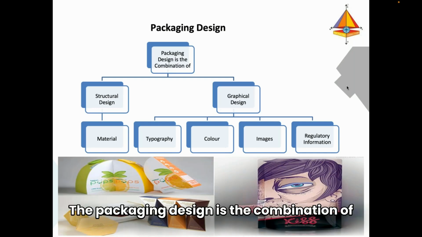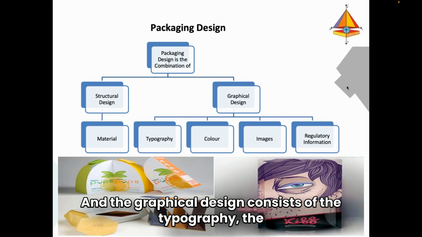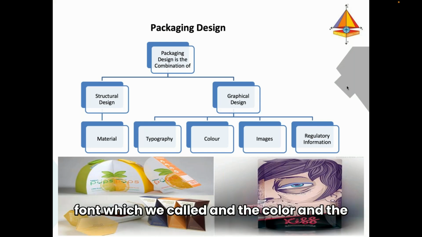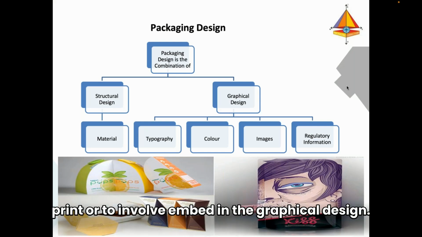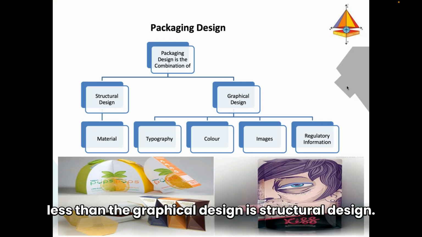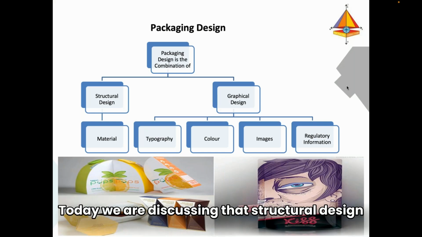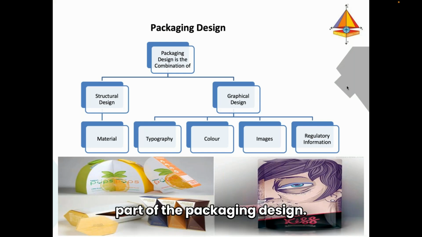Packaging design is the combination of structural design and graphical design. The graphical design consists of the typography, which we call the font, the color and the images, and the regulatory information which we need to print or embed in the graphical design. The second main thing, no less important than the graphical design, is structural design. It's totally dependent on the material. Today we are discussing the structural design topic in detail because it's a main part of the packaging design.